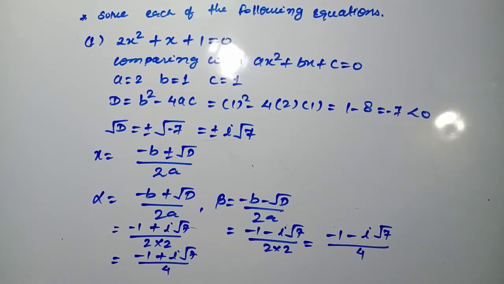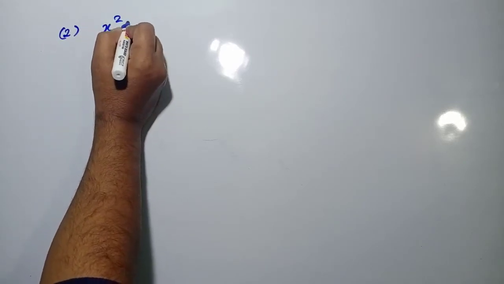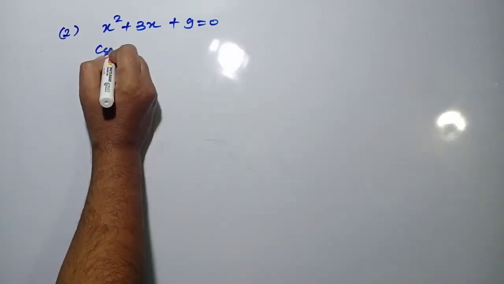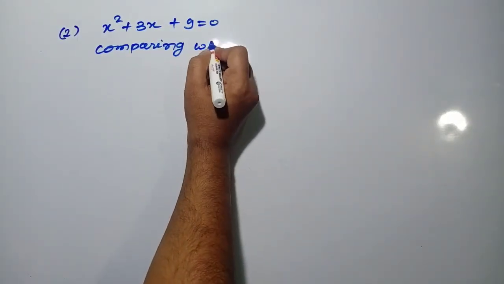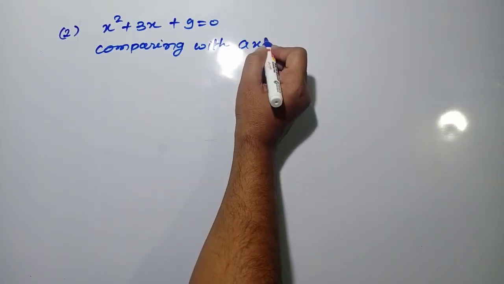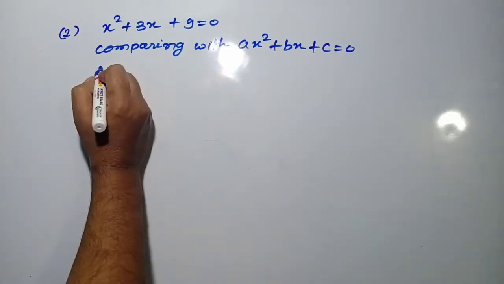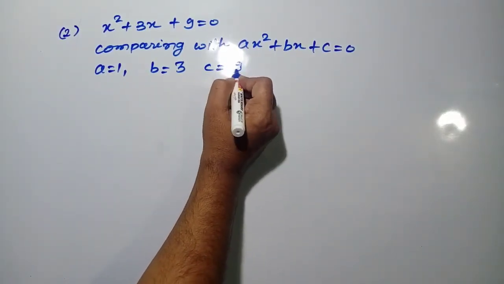Okay students, in this way you can find out the root of quadratic equation. Let us practice a similar question. The next question is x square plus 3x plus 9 is equal to 0. Now comparing this equation with ax square plus bx plus c, right? So we are getting the value of a, b and c. The a is 1, b is 3 and c is 9.